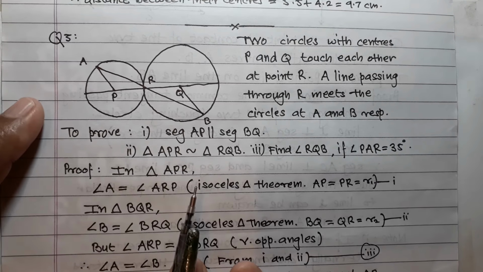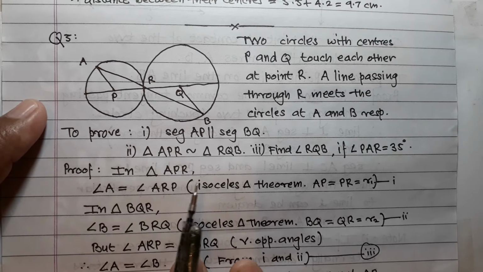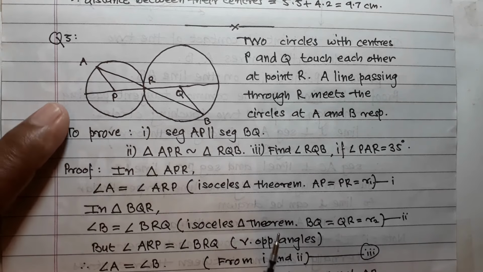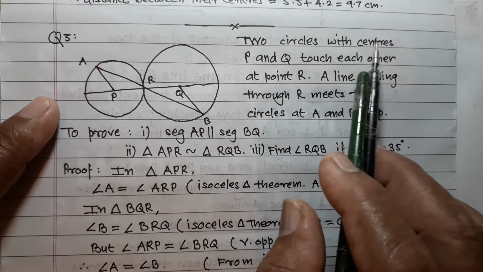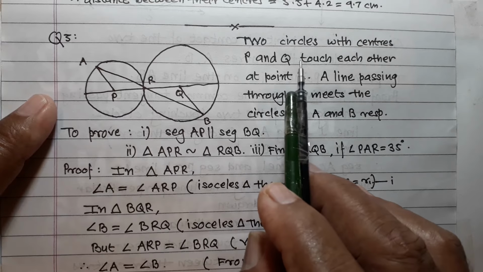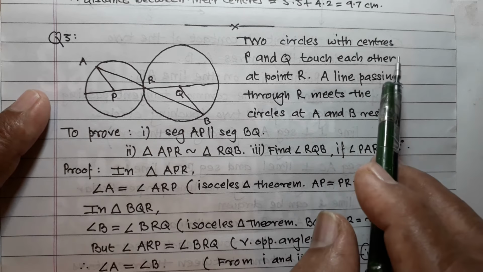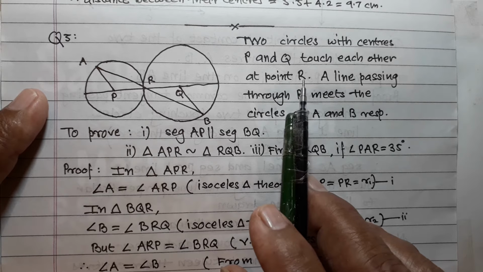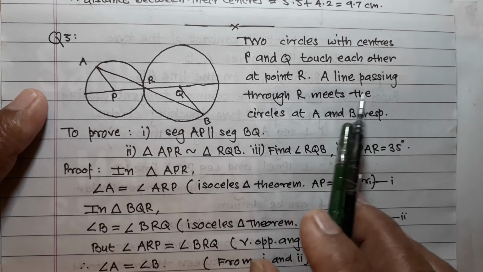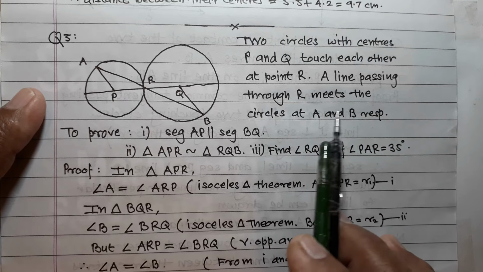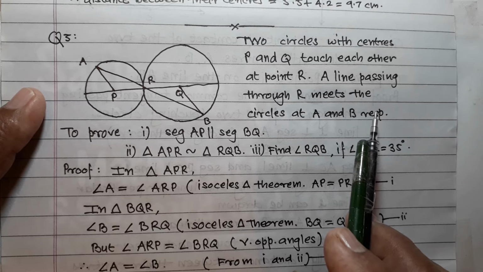Now this is an important question. I will first explain it to you. Now what is the question? Two circles with centers P and Q touch each other at point R. A line passing through R meets the circles at A and B respectively.